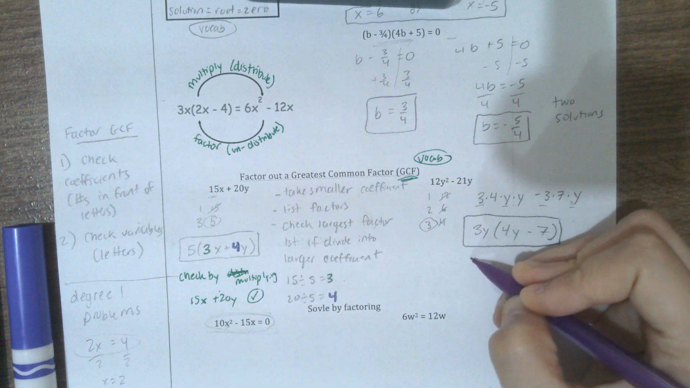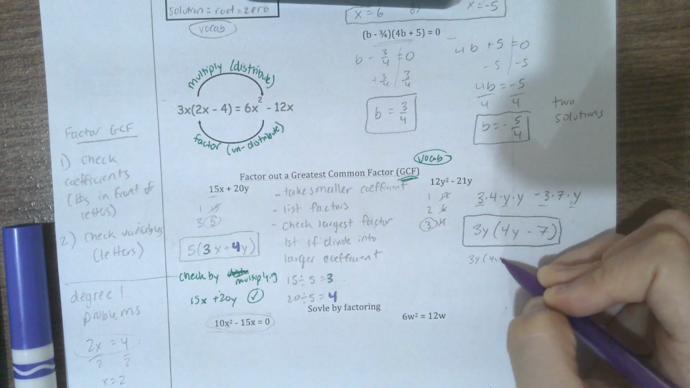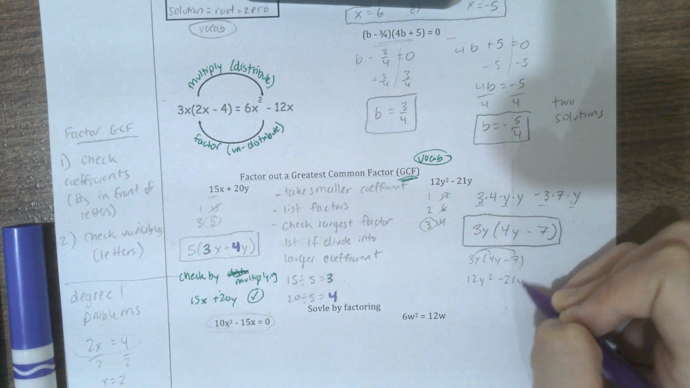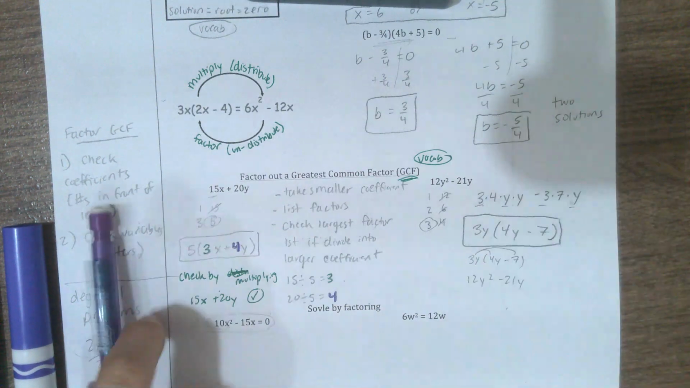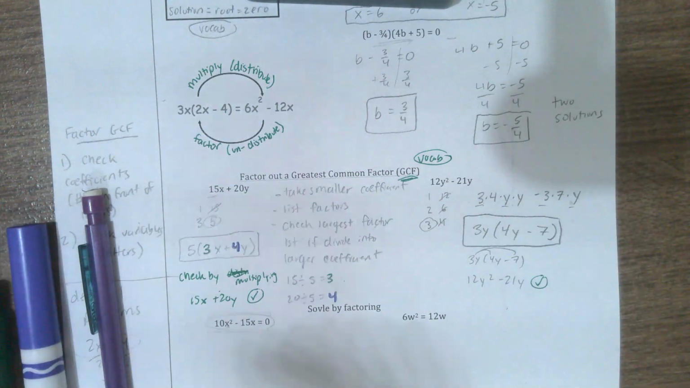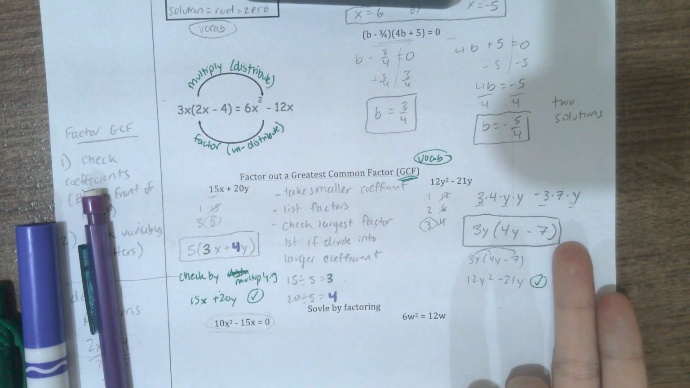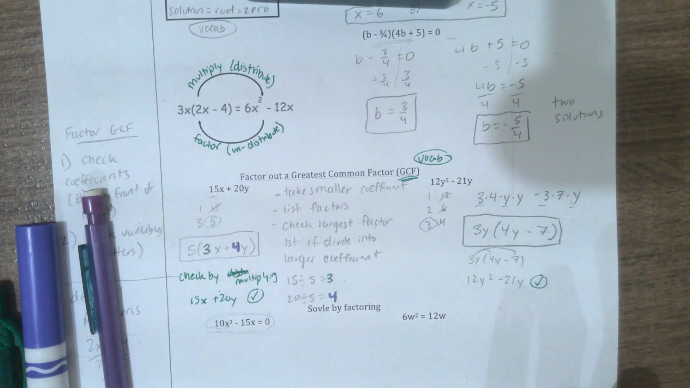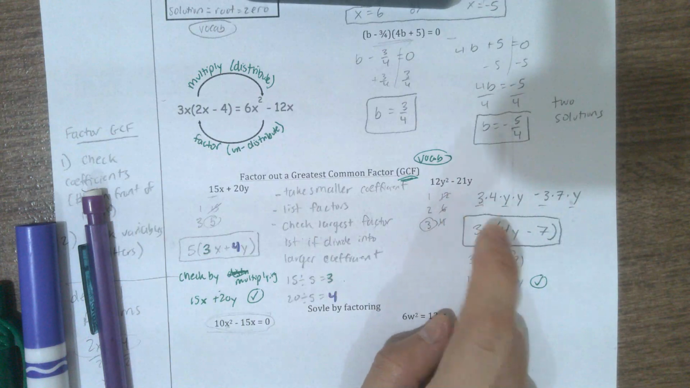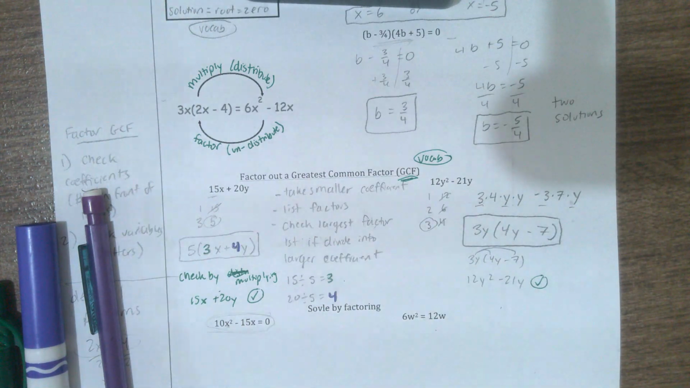And we can check. So 3y times 4y minus 7, right? We multiply. So 12y squared minus 21y. That's the same, so we know that we did it right. And this is also why it's really important to know your times tables. You want to be really fast with your multiplication facts so that you can think really quickly. Okay, 21 is divisible by 3 and 7, 12 is divisible by 3 and 4.